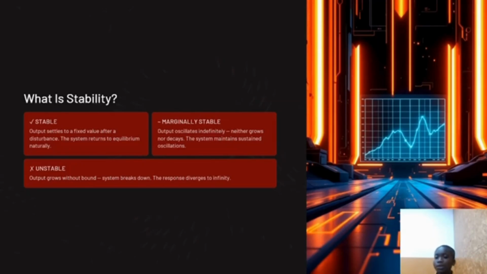When we talk about the system being stable, what we are trying to say is that after the step bounces, the system returns back to its desired output. But with the marginally stable, the system oscillates, that is, it never settles down. And for the system being unstable, the system grows without bounds, that is, the system breaks down.